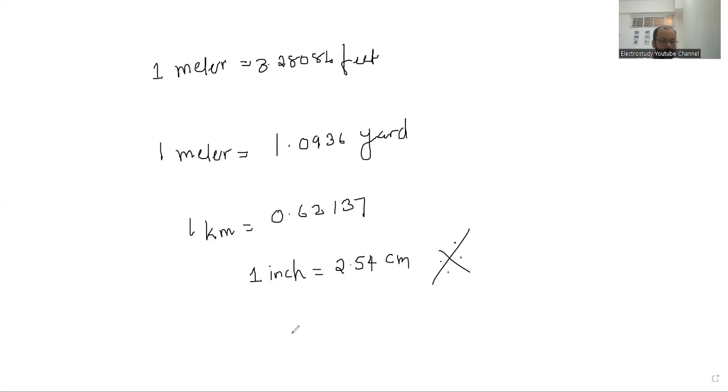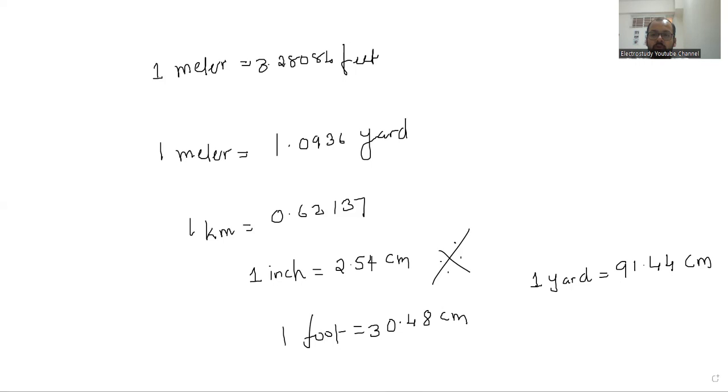Fine. Also, 1 foot is equal to 30.48 centimeter. Similarly, 1 yard is equal to, in terms of centimeter, let me write it, 91.44 centimeter. Fine. So these points you have to remember.